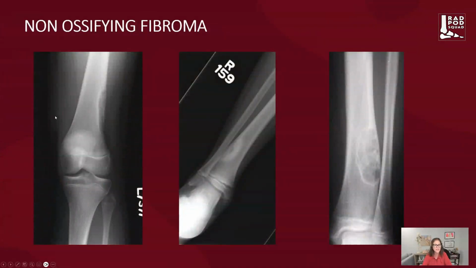More examples of non-ossifying fibromas. Notice this is in the cortex. We have this sclerotic rim. There are areas of sclerosis within it. Let's take a look here.